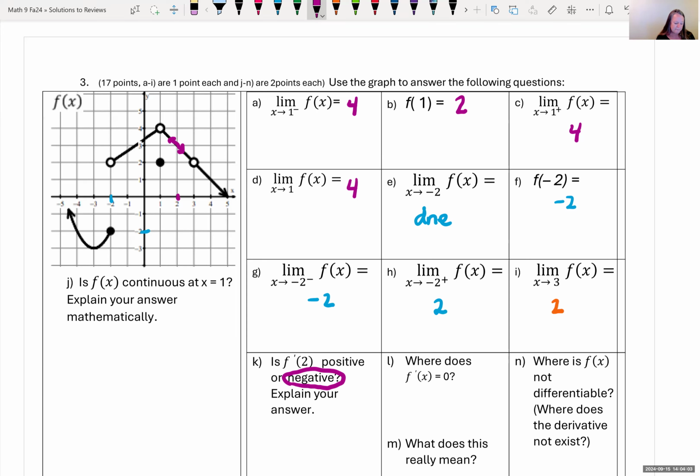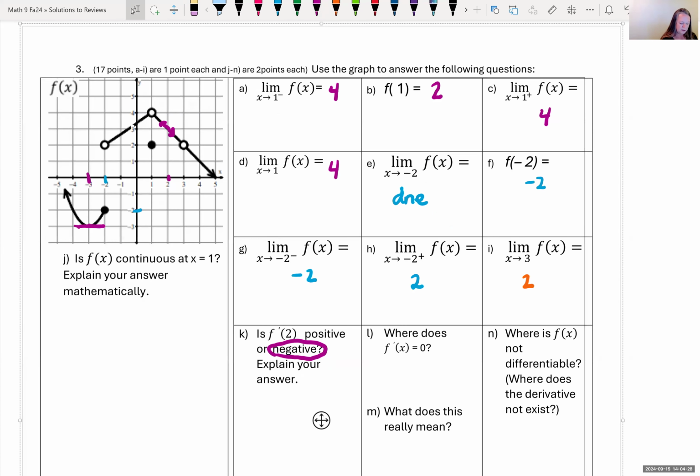Where does f prime of x equal 0? Okay, so that's where our derivative is equal to 0. That's where our slope is equal to 0. I see that there's one value where our derivative is going to be 0, and that's this local minimum right here when x is -3. So I know that the derivative of f of x is 0 at x equals -3.